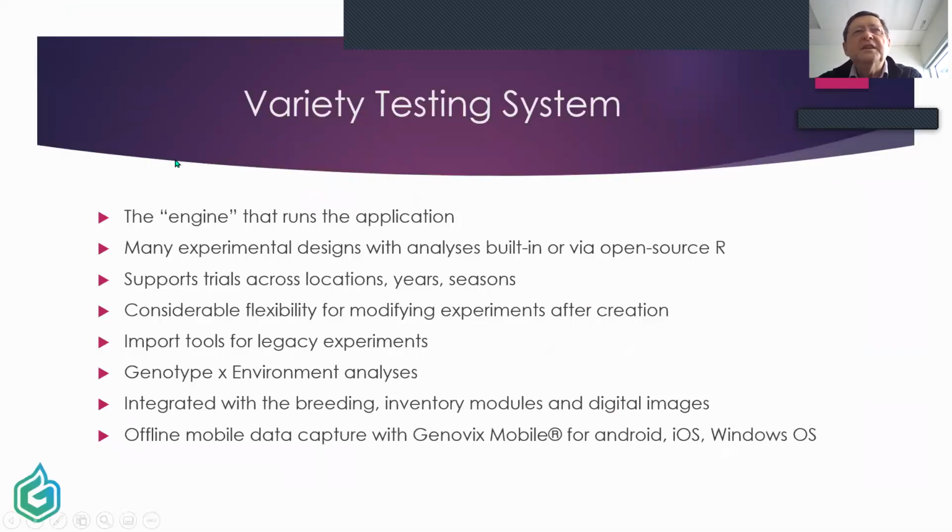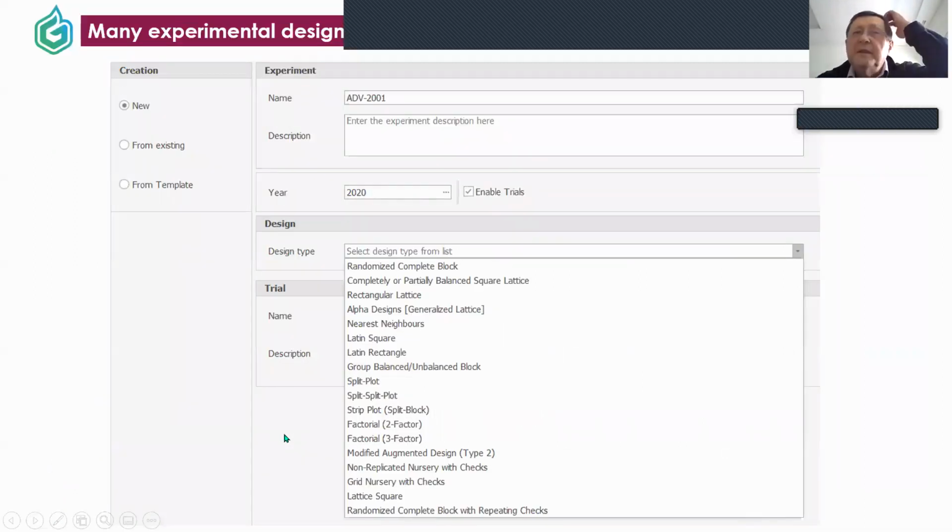So variety testing, this is the engine that runs the application. Many experimental designs with analyses built in or via open source R. So we can go with trials across locations, years, and seasons, and G by E analyses integrated with breeding and so forth. So later, in the live presentation, I'm going to look at the different experimental designs. I think I'll do an alpha, but you can see if you're doing just agronomic research, you want to do a split plot or a strip plot or a factorial. Those are possible, as well as non-replicated designs. And now it's showing here is the augmented RCB design that we have added recently.